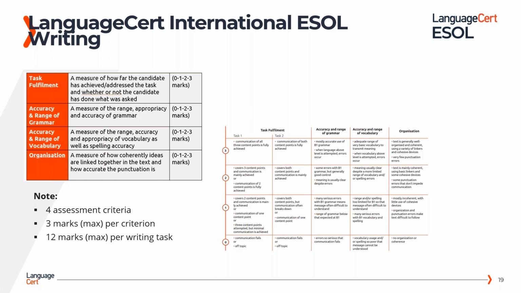Finally, the last criterion, organization, a measure of how coherently ideas are linked together in the text and how accurate the punctuation is. Candidates are awarded a maximum of 3 marks per criterion, 3 being the best score and 0 being the lowest. The maximum score candidates can get is 12 marks per writing task. On the right, you can see the B1 level mark scheme that the assessor will use to evaluate the candidate's response.